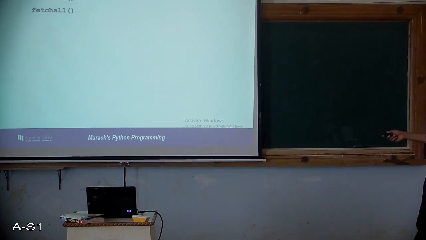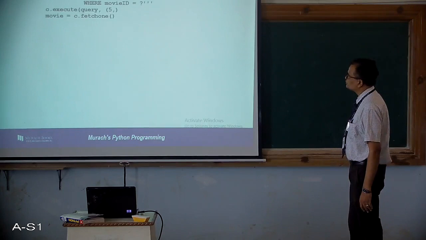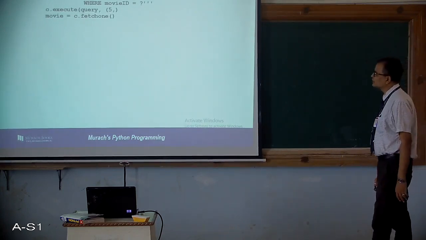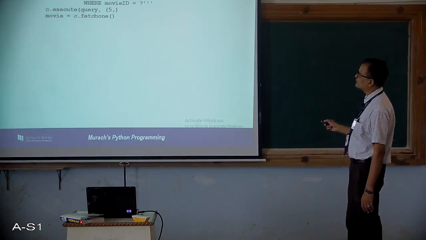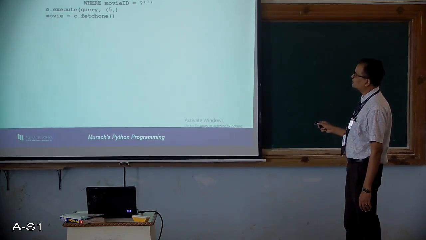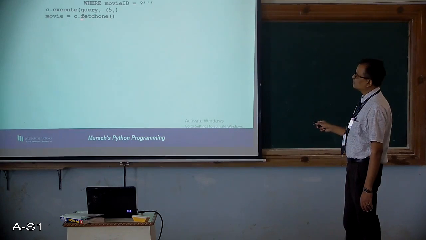Okay, so we'll see how to use fetchone and fetchall. The fetchone function is written like this: with closing connection.cursor as c, where c is the alias given for the present cursor, and then the query: select star from movie where movieID is question mark. This is a parameter that we will be passing when we are executing the command. So c.execute(query, 5).